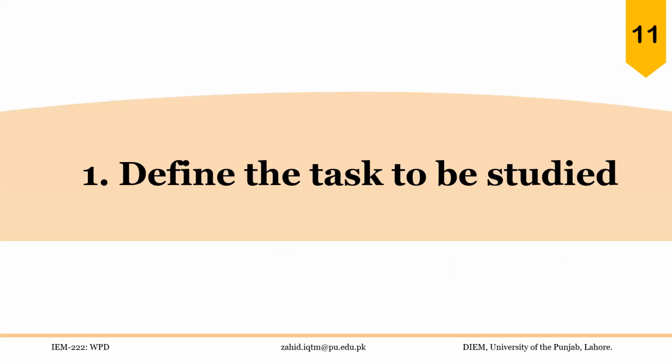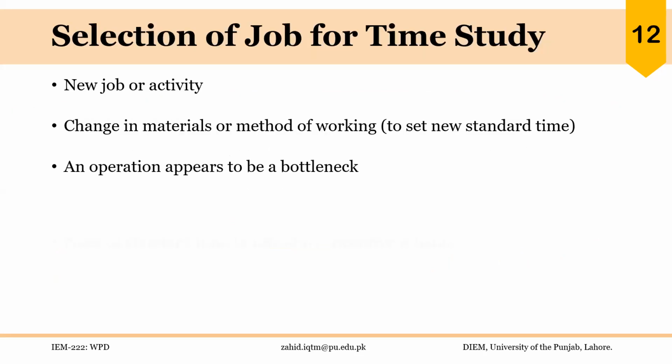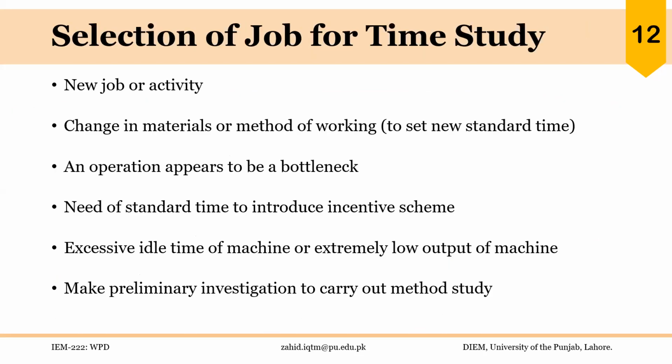So first you have to define the task to be studied. So there are different possibilities. It could be a new job or activity. You have developed a new process or new method. So you have to, of course, find the standard time for that task. It could be a change in materials or method of working. So if you have made some changes in the process, then you might be interested to find the new standard time. An operation that appears to be a bottleneck.